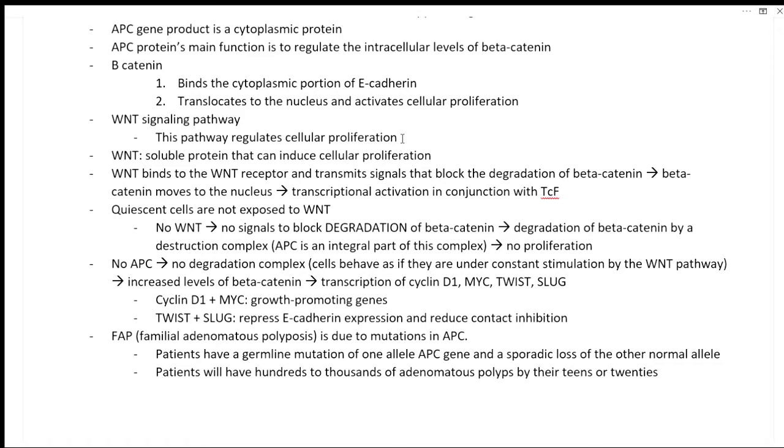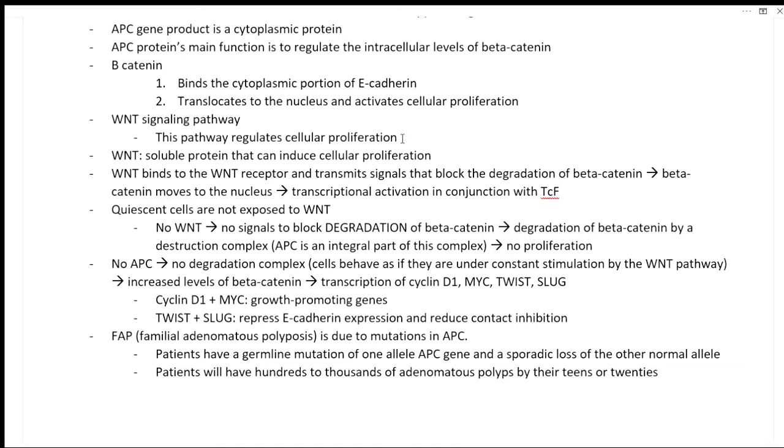Blocking the degradation of beta-catenin leads to beta-catenin being found in greater numbers in the cytoplasm, moving to the nucleus, leading to transcriptional activation in conjunction with a molecule called TCF.